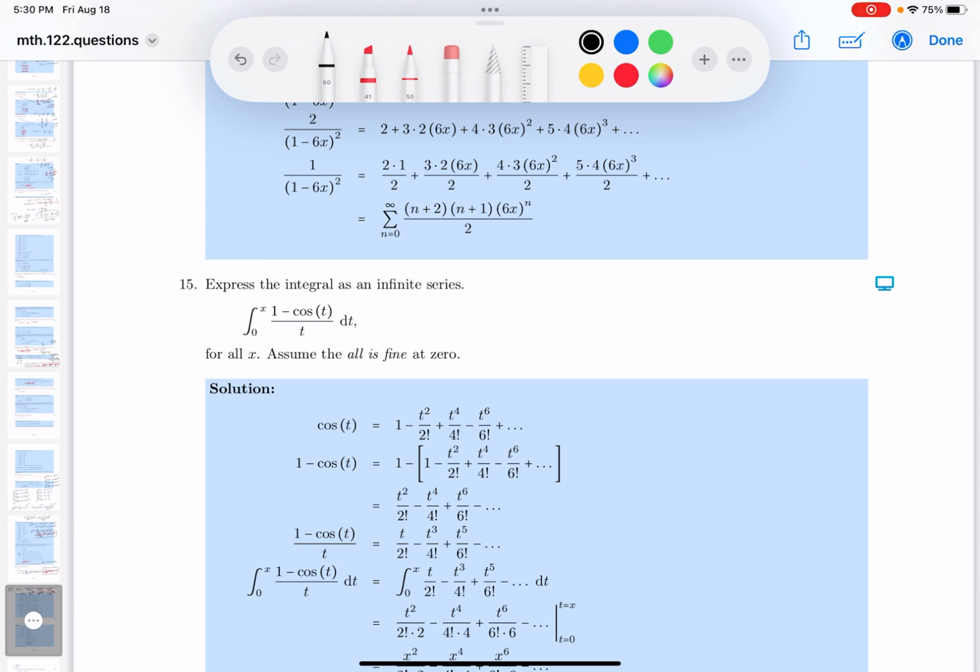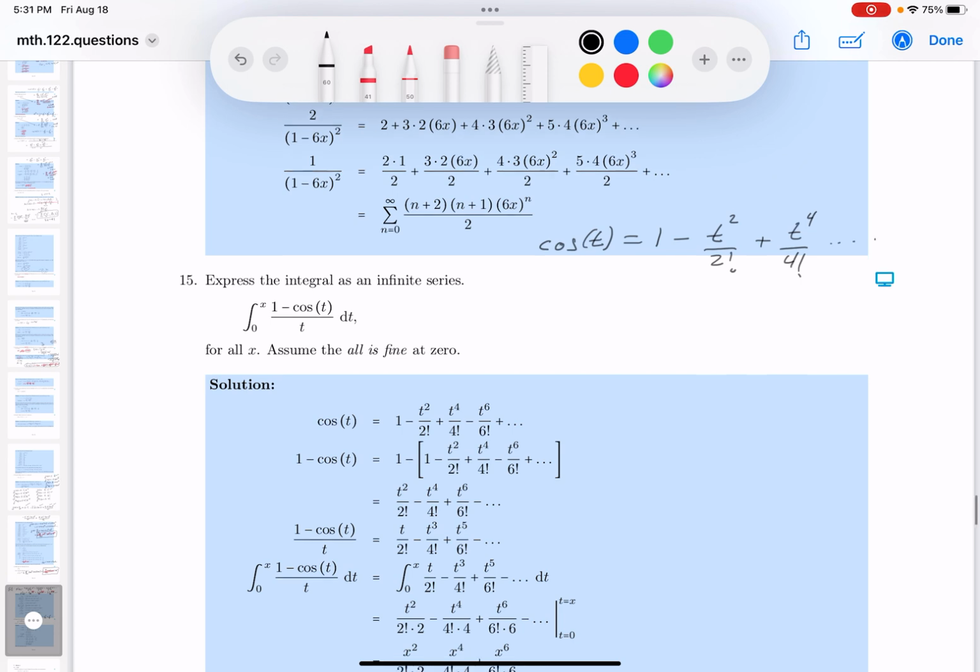So what I'm going to do over here is write down the series for cosine. So the cosine of t is going to be 1 minus t squared over 2 factorial plus t to the fourth over 4 factorial. And this goes on forever and ever, right? It converges for all real numbers t.